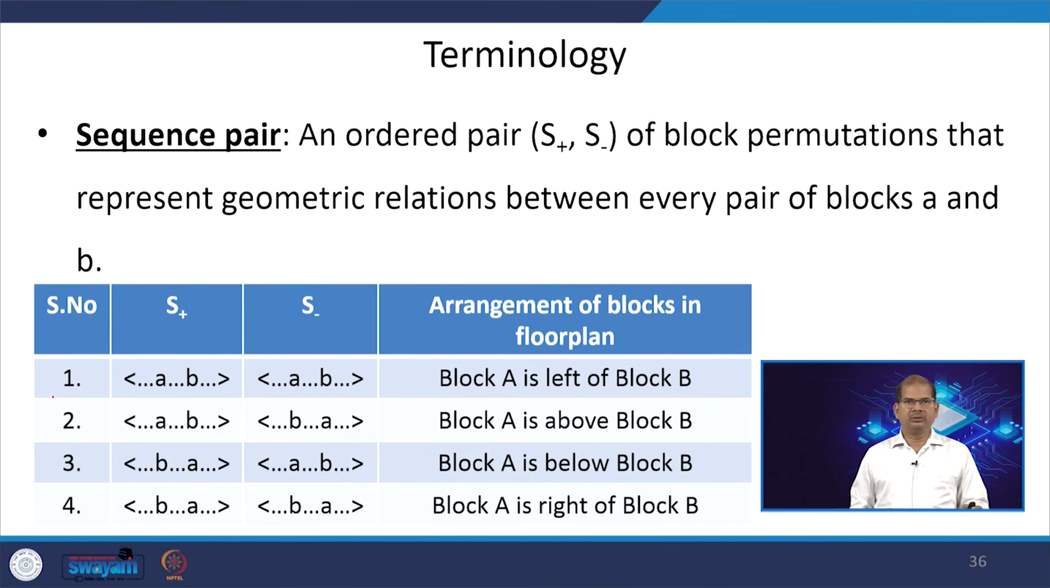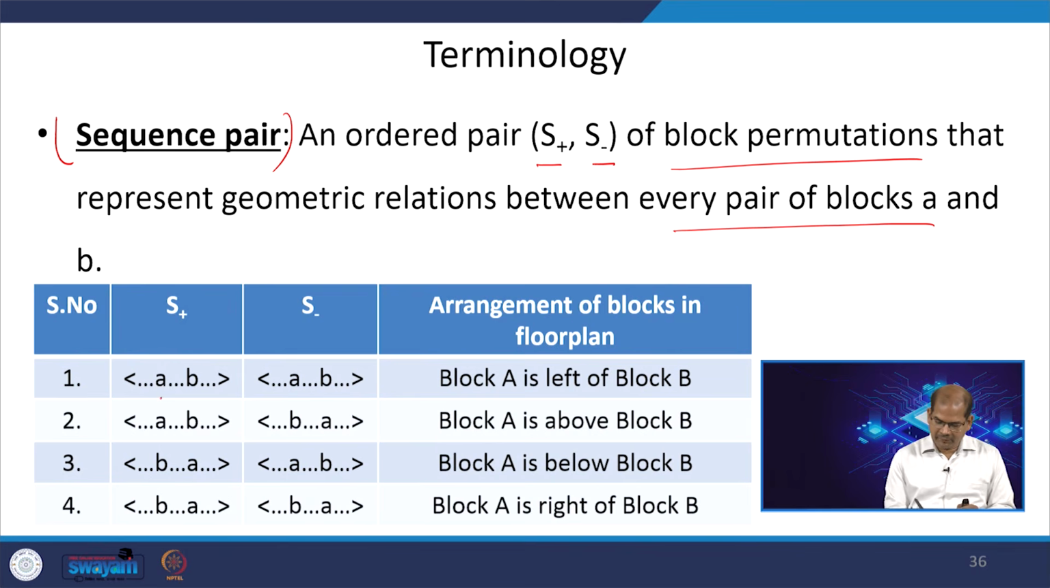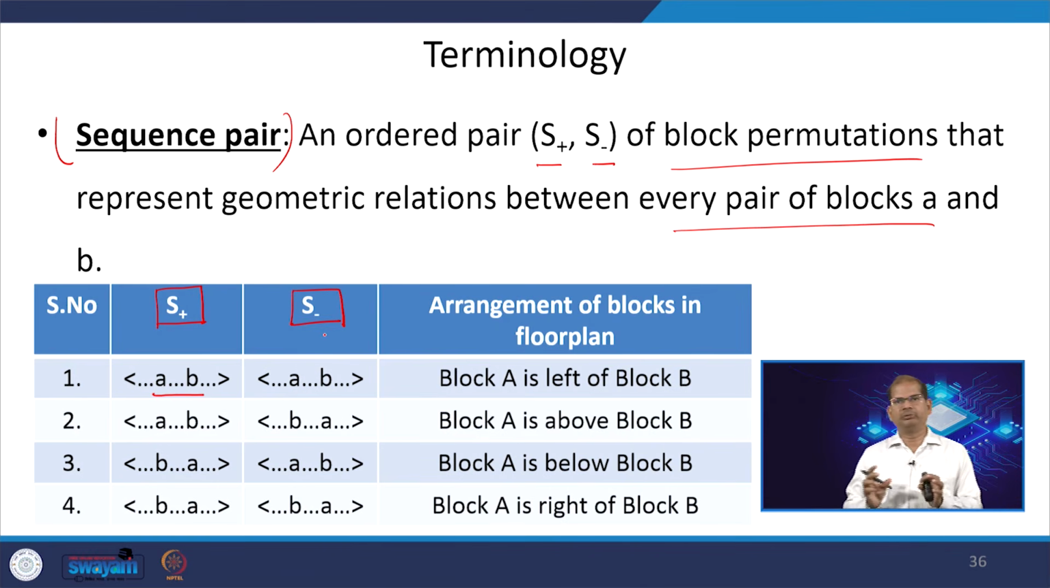Then we have a concept called sequence pair, and I have S plus and S minus of block permutations that represent the relationship between every pair of blocks A and B. Sequence pair means I have two sequences, one is S plus and another is S minus. If I have two sequences given to me, then I can tell whether block A is left of block B, or above block B, or below block B, or right of block B.